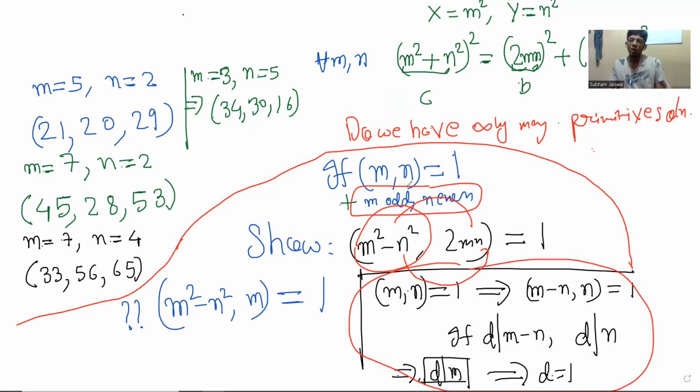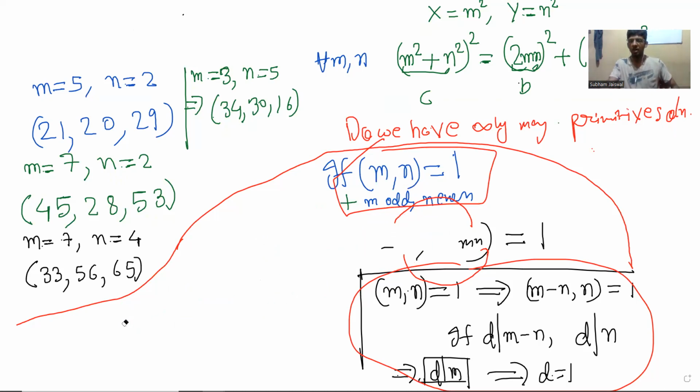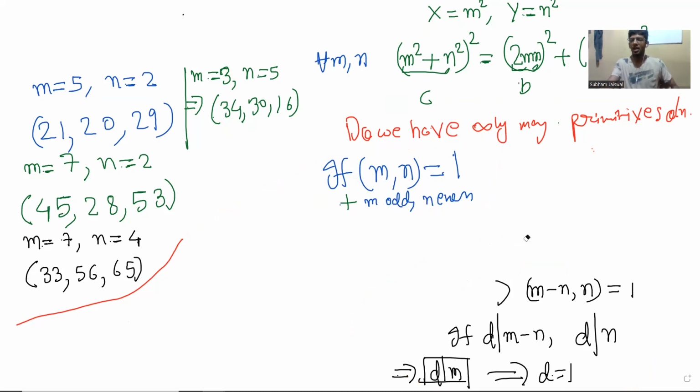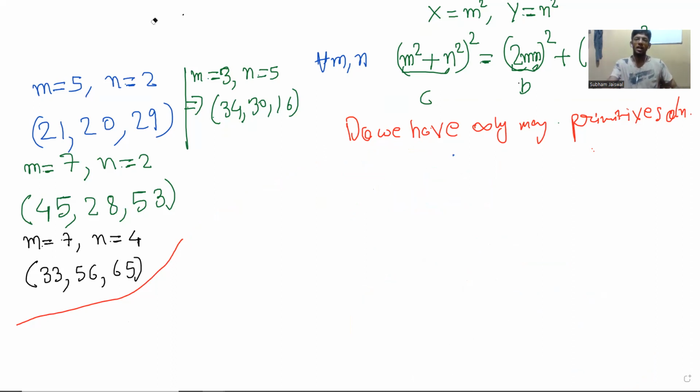Okay. So we have infinitely many primitive solutions, because obviously we can have infinitely many. To get primitive solutions, all we need to do is to choose M and N which are co-prime and have opposite parity. That's all you need. And in this way, you get infinitely many solutions. That's the thing.